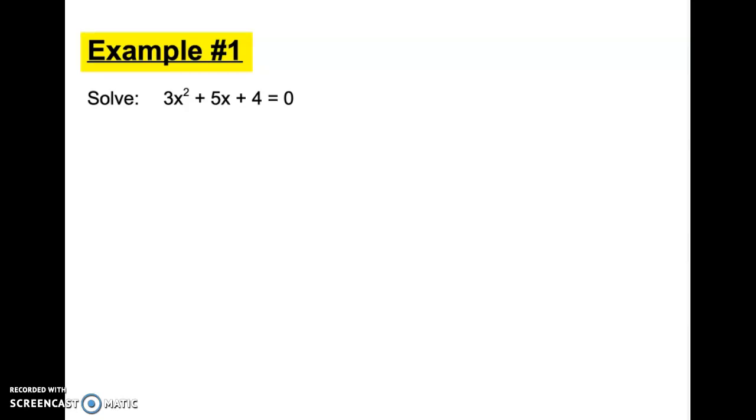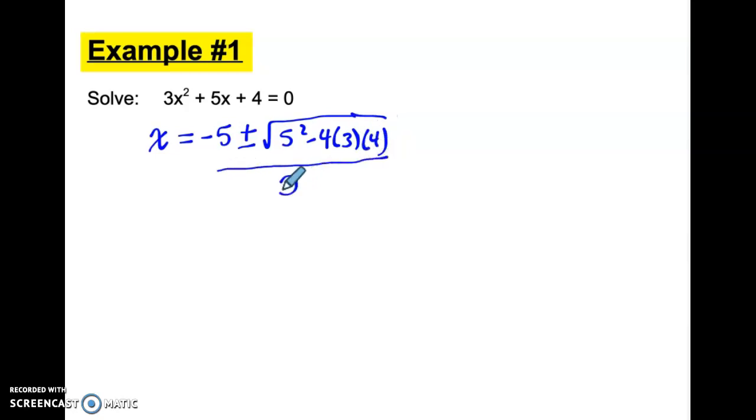So here's our first example. It's asking us to solve this quadratic equation. So we're going to start by using the quadratic formula. So x is equal to negative b plus or minus the square root of b squared minus 4ac all over 2a. And when we simplify under the square root, we get negative 23 all over 6.